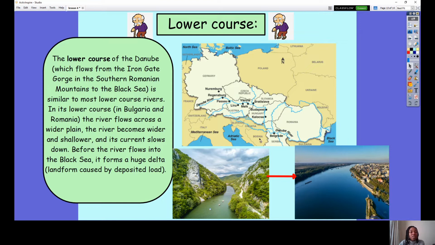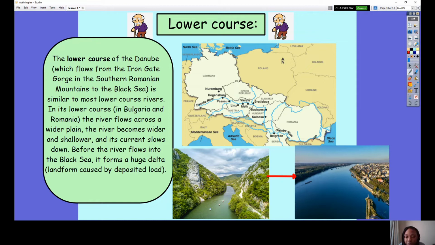So before the river flows into the Black Sea, it forms a huge delta. And remember, delta is one of our key words, and that's a landform caused by deposited loads. So all the rocks and dirt and sediment that was in the river is now deposited on land. Okay, so the river becomes a lot wider and shallower. And you can see because it looks very still. If you look at the picture, it looks very, very still and calm. And that's what happens in its lower course.